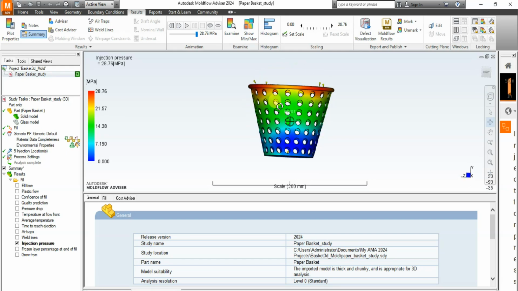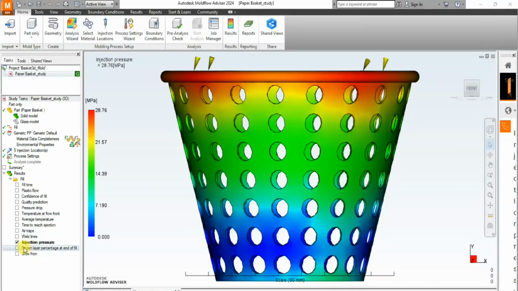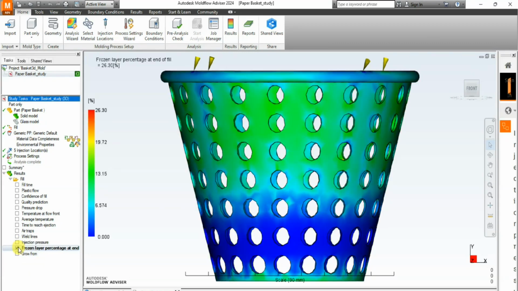So the next thing we'll be looking at now is the frozen layer fraction at end of fill results. Okay, so having completed the injection pressure elaboration, the next important thing that we want to handle here is the frozen layer percentage at end of fill.